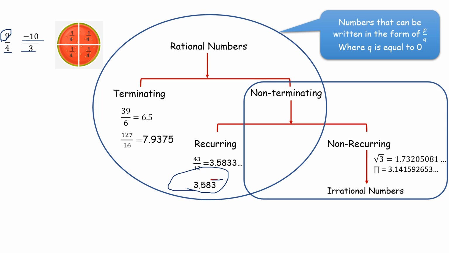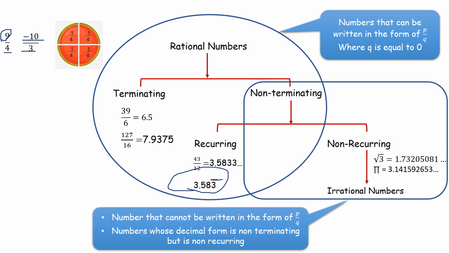The basic definition of a rational number is a number that can be written in the form of p upon q, where q is not equal to 0. That is, the denominator should not be 0. An irrational number is a number that cannot be written in the form of p upon q, and whose decimal form is non-terminating but non-recurring. Now friends, do you know who invented these irrational numbers? We'll understand this concept at the end of this video.